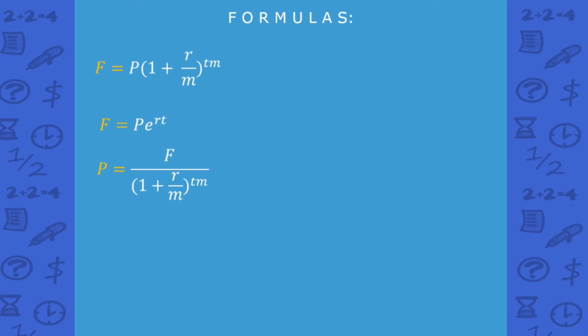So in finding the principal, in case it is missing in the problem, we have the formula P is equals to F over the quantity of 1 plus R over M raised to T times M.